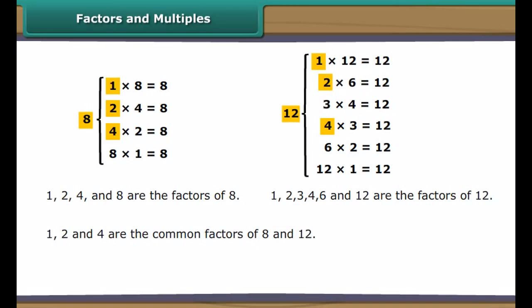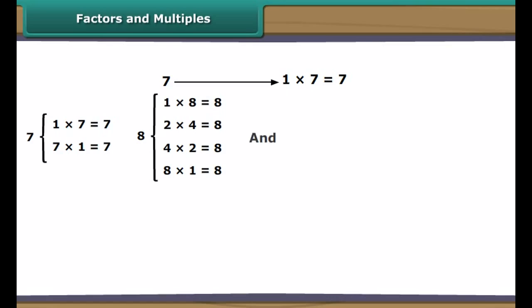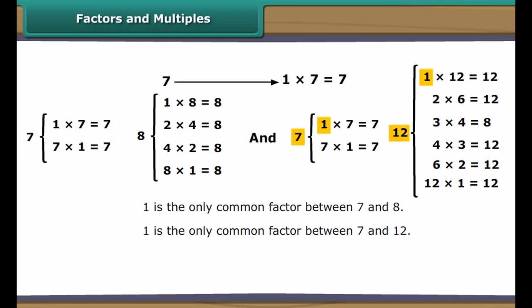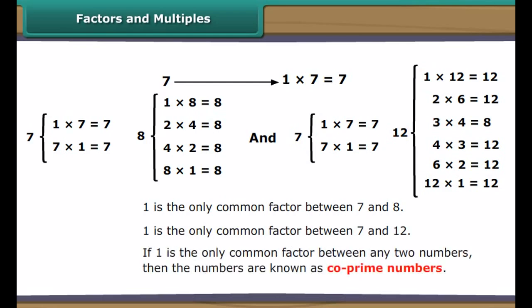Let us identify the factors of one more number. Number 7. 1 and 7 are the factors of 7. What are the common factors of 7 and 8 and 7 and 12? 1 is the only common factor between 7 and 8. Similarly, 1 is the only common factor between 7 and 12. If 1 is the only common factor between any two numbers, then the numbers are known as co-prime numbers. Therefore, 7 and 8 are co-prime. Similarly, 7 and 12 are co-prime.